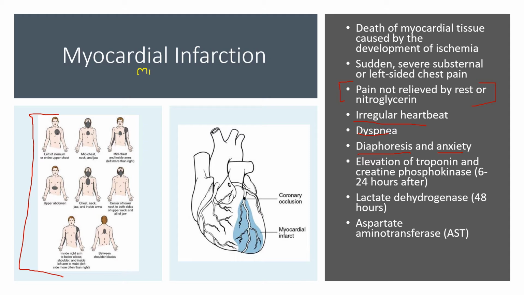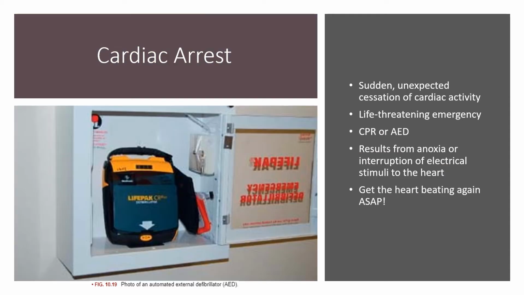There are some particular markers that physicians look at when diagnosing myocardial infarctions. The gold standard is going to be the troponin marker. Also, they look at creatine phosphokinase elevation. They look at both of these markers about 6 to 24 hours after the initial MI. Lactate dehydrogenase, or LDH, is also measured 48 hours later, and AST, aspartate aminotransferase, is usually looked at between 48 and 72 hours later.